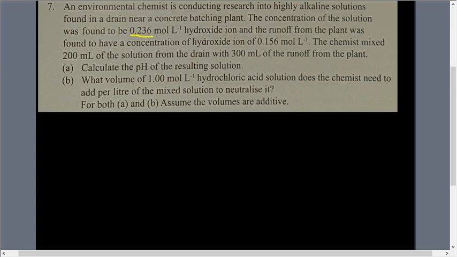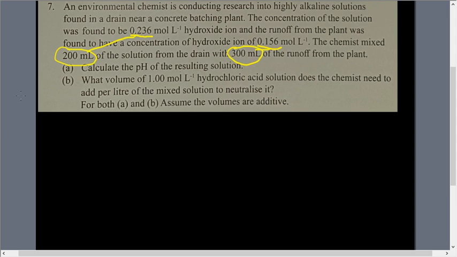The concentration of the solution was found to be 0.236 mole of hydroxide ion, and the runoff was found to have a concentration of 0.156 mole. We're told that the chemist mixed 200 millilitres of the solution from the drain. Let's go check that out again. The concentration of the solution from the drain was this one, and he mixed the 200 millilitres with 300 millilitres of the runoff. Remember that the runoff is 0.156 moles per litre.